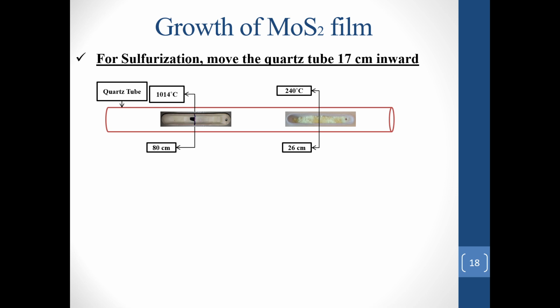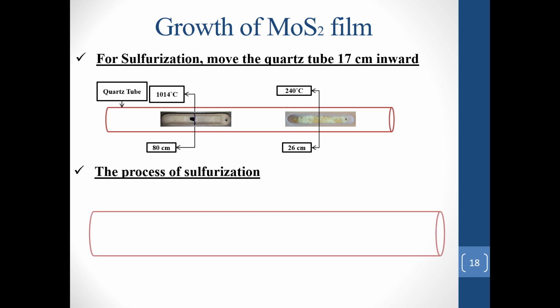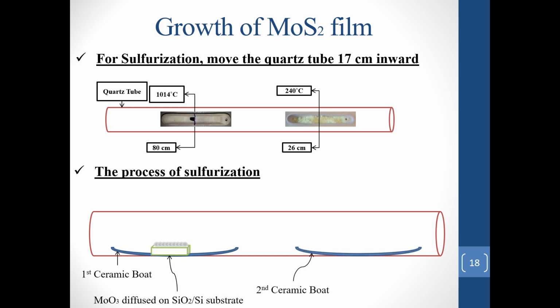Okay, so now see the process of sulfurization, how it forms. This is the illustration I mentioned. So this is our MoO3 on the silicon substrate, and our second boat having sulfur powder. This is our second ceramic boat. Externally, we need nitrogen gas to push the sulfur powder from one boat to another boat. This is how it works.